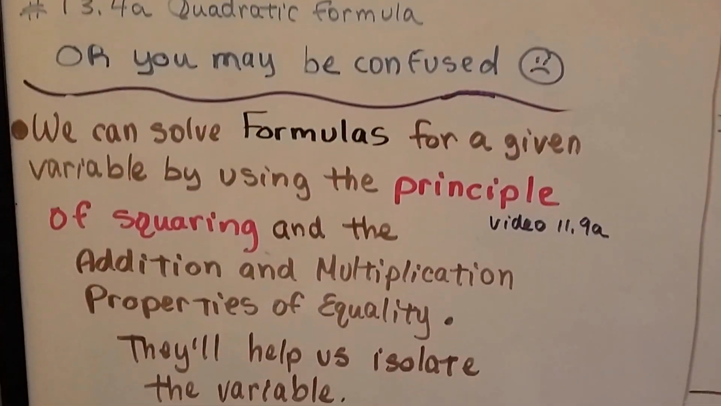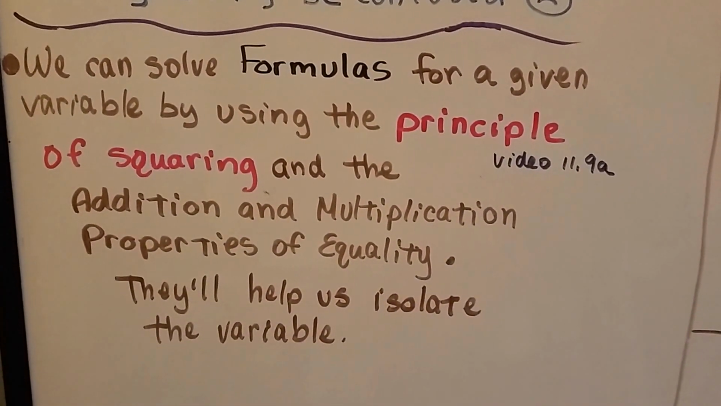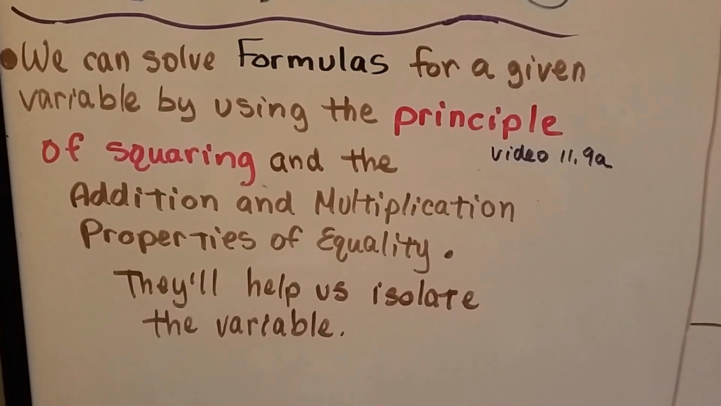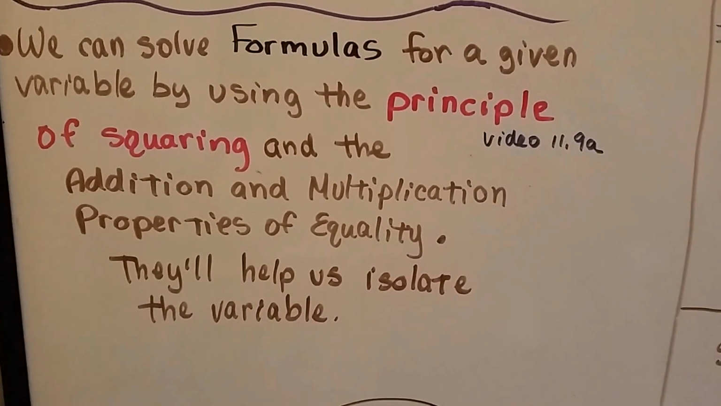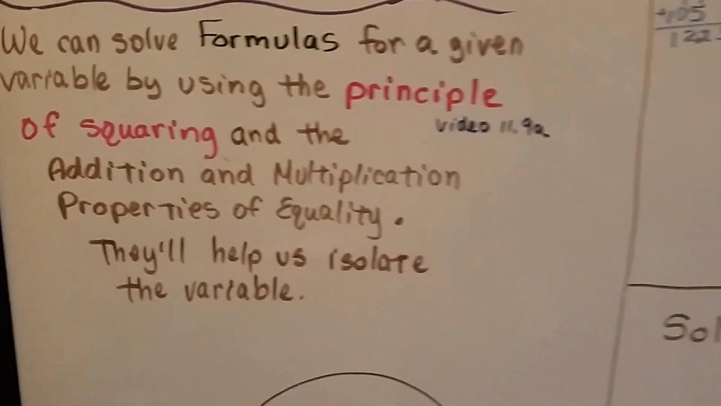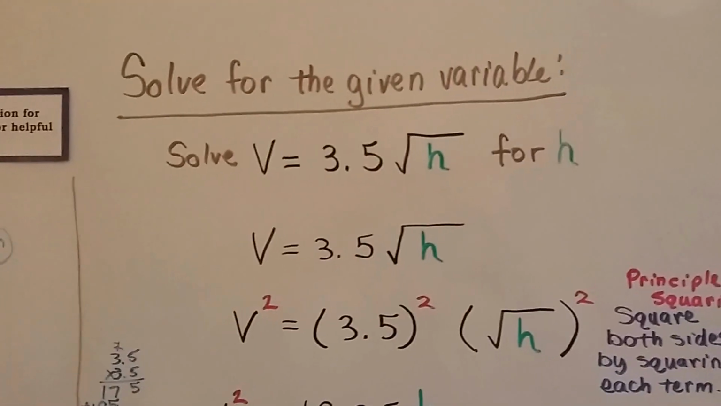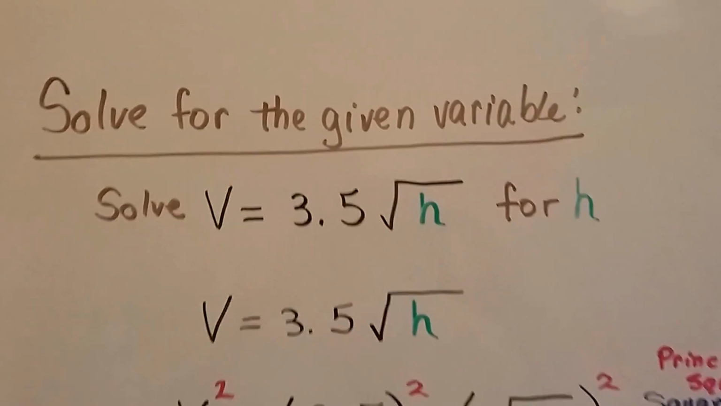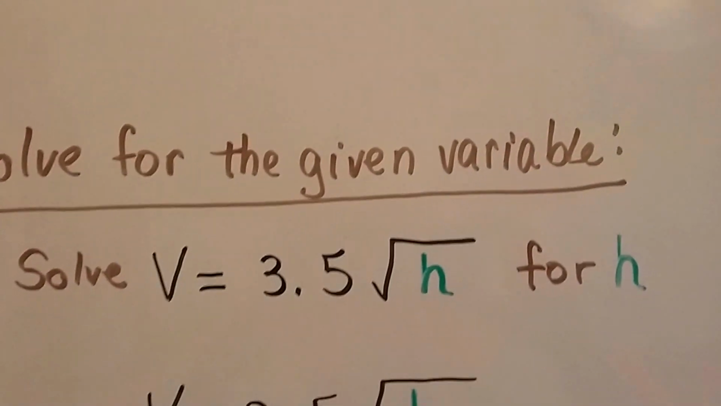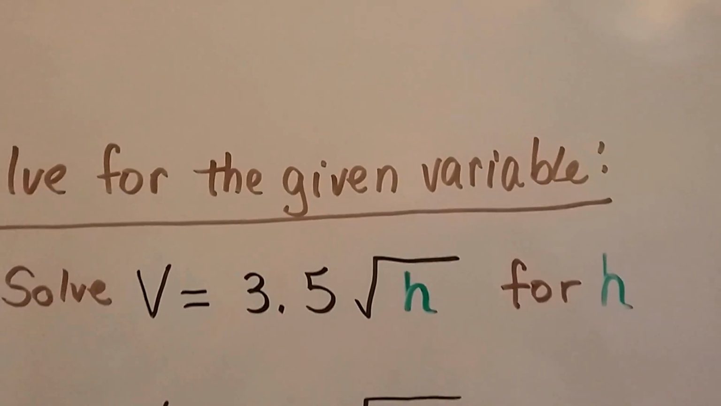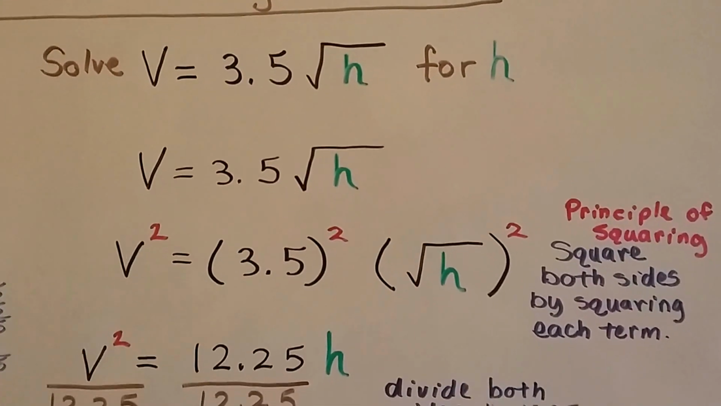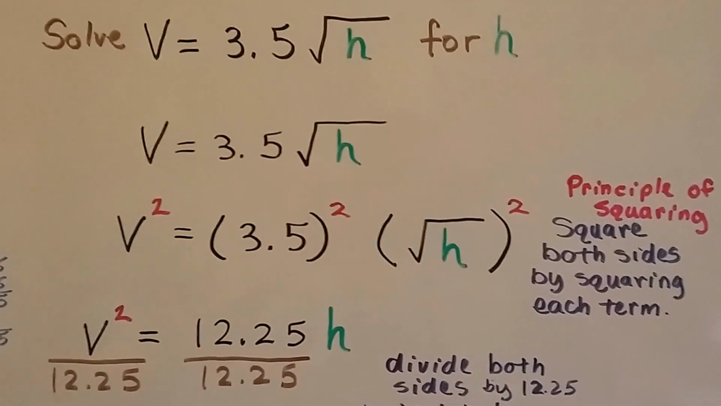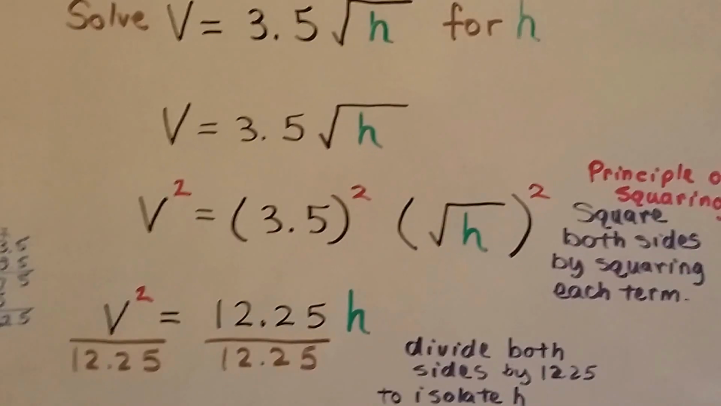So we can solve formulas for a given variable by using the principle of squaring and the addition and multiplication properties of equality. They'll help us isolate the variable. If it says to solve for the given variable, and we're given v equals 3.5 times the square root of h, and we need to solve it for h, what we do is we use the principle of squaring, and we square both sides by squaring each term.